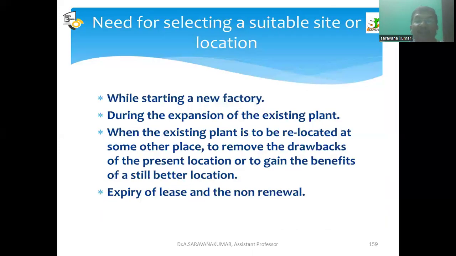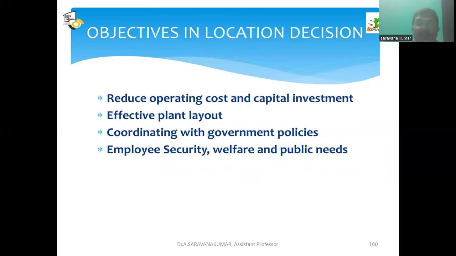So what is the need for selecting a suitable site or location? While starting a new factory, during the expansion of the existing plant, or when the existing plant is to be relocated to some other place to remove the drawbacks of the present location or to gain the benefits of a still better location. Expiry of lease and non-renewal. So what are the objectives in location decision? Reduce operating cost and capital investment, effective plant layout, coordinating with government policies, employee security, welfare, and public needs.